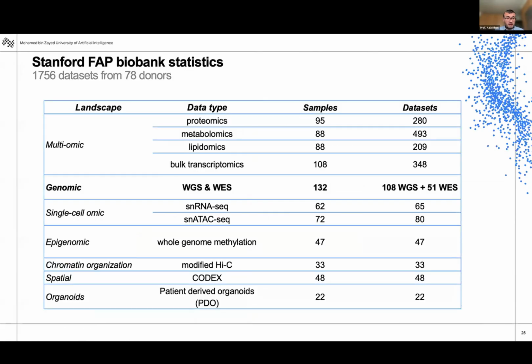So this is the biobank that was led by Christina, Mike Schneider, and William Greenleaf at Stanford to create this large biobank of FAP patients across different modalities. We did a lot of multi-omics, and also genomics and epigenomics and so on. Today I'm going to talk about the genomic part only, and I've also been part of the others as well.